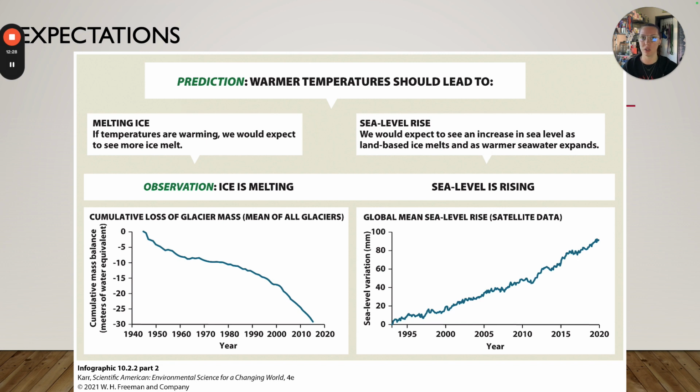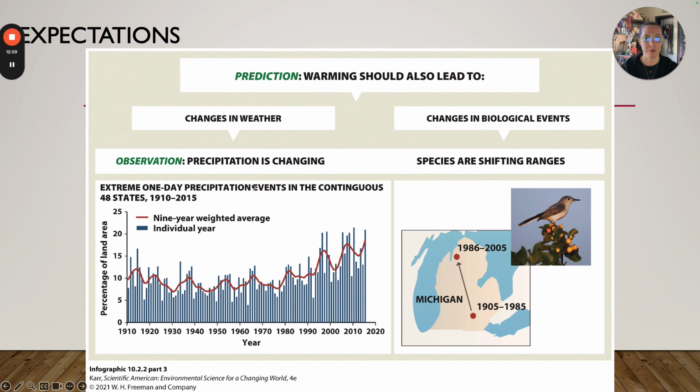By the way, it's really important to look not just at temperature data, but also at how things are responding in the natural world. So the next 3 slides are some graphs from your book, and I just wanted to bring them in here. I encourage you to look at them closer in the text or pause the video. For example, we observe that ice is melting, and we're also observing that sea levels are rising. I'll touch on that in another video. Changes in weather: precipitation is changing, so extreme one-day precipitation events are increasing in the contiguous United States.